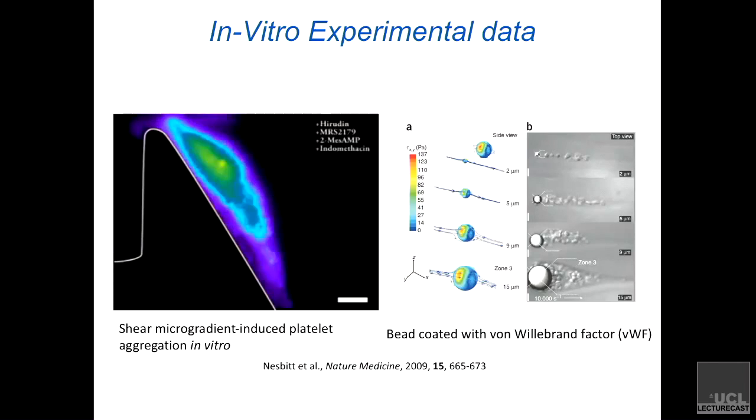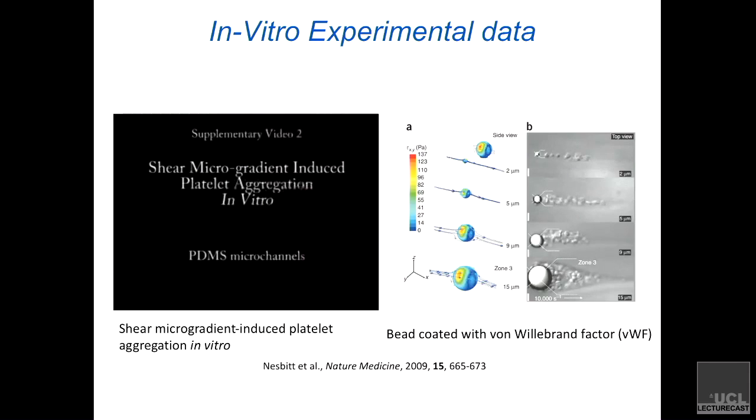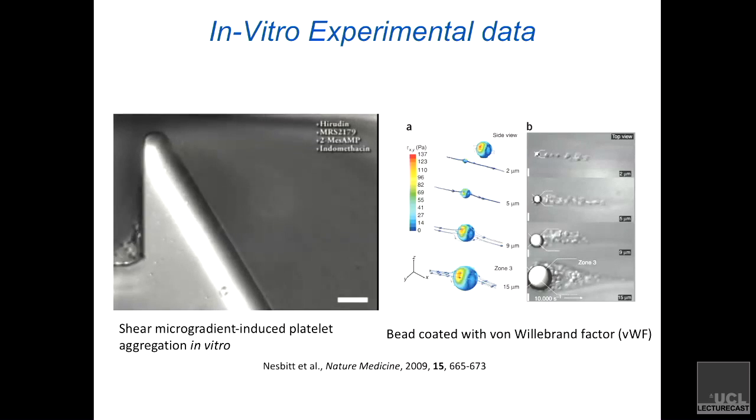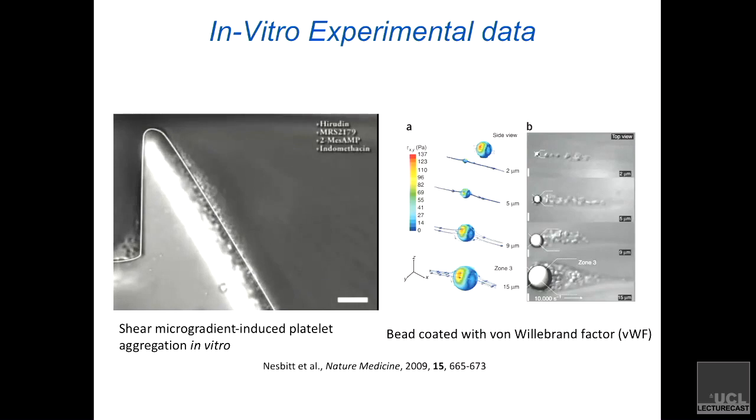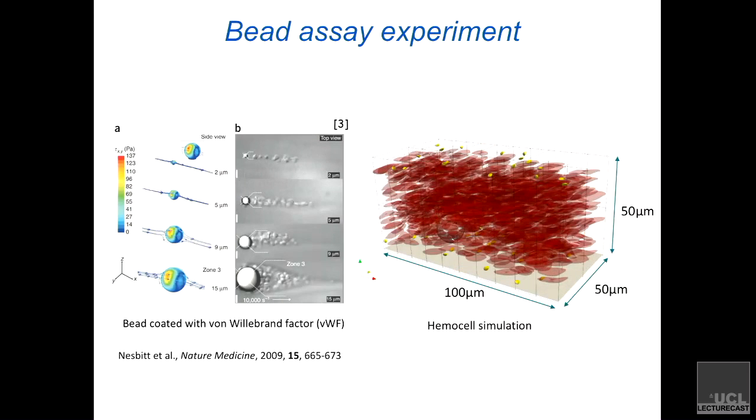We also have this kind of data where you have small spheres that our experimental friends put on the surface of a microfluidic device. Again, the spheres are coated with von Willebrands. You perfuse the whole thing with blood. And then after 2 minutes, you find platelets here. So what is going on? We would like to understand this. And what we believe happens is the following.